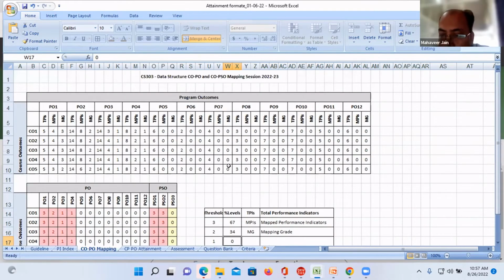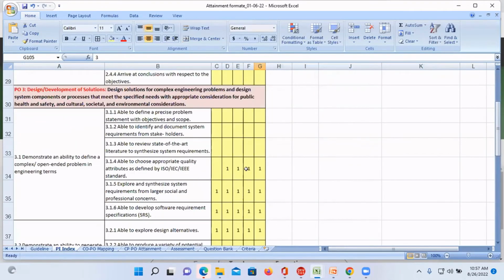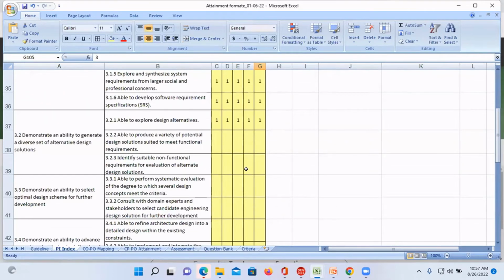Sorry to disturb, but in the previous screen, where you put the one for the performance indicator and the course outcome, there will be mapping, right? Yes. Can we get those performance indicators? I'm a little bit confused over here. Can you please repeat with a simple example?